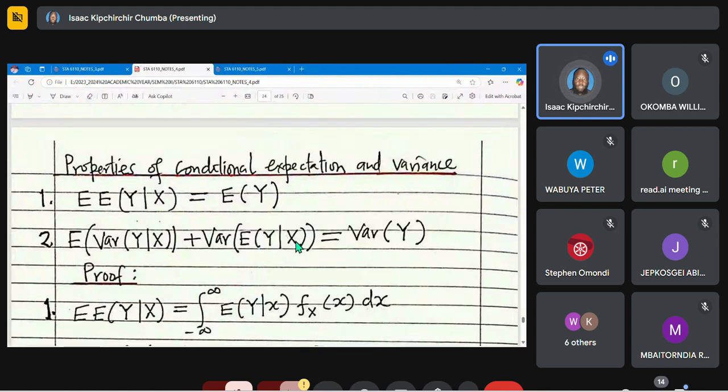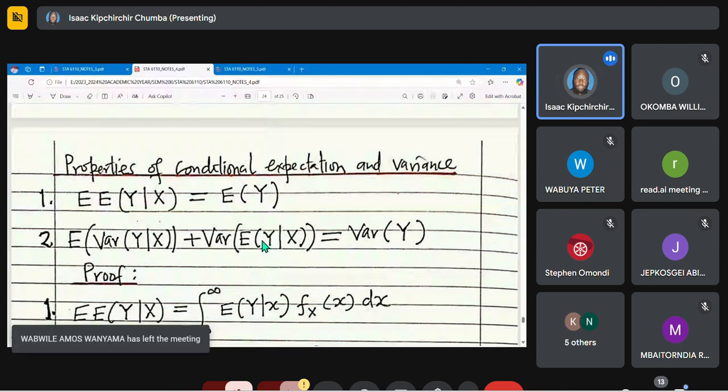Because it is a function of the random variable x, we can find its variance. And also var of y given x is a function of the random variable x, so we can actually find its expectation also. So whatever we have here, they are random variables. Var of y given x is a function of the random variable x. Expected of y given x is a function of the random variable. So we can find the variance of a function of a random variable x, and we can find the expectation of a function of a random variable x.